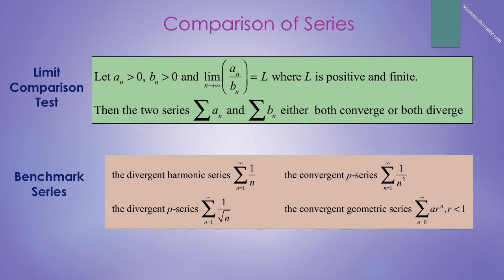Our benchmark series are the same as our comparison series were for the direct comparison test. We like to use the divergent harmonic series, summation n equals 1 to infinity of 1 over n. The convergent p-series, summation n equals 1 to infinity of 1 over n squared. The divergent p-series, summation n equals 1 to infinity of 1 over the square root of n. And the convergent geometric series, summation n equals 0 to infinity of a r to the n, where r is less than 1.